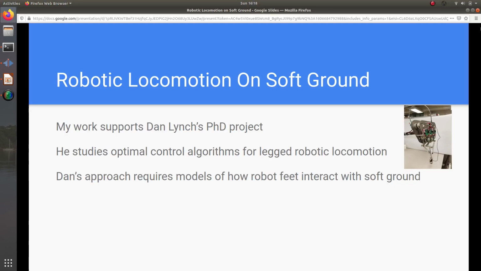His project started during Northwestern's Robot Design Studio course, where Dan's team built a hopping robot, shown on the right. Dan decided to focus his future efforts on creating optimal controllers for legged robots on soft terrain. Dan's approach requires models of how the robot feet interact with soft ground.